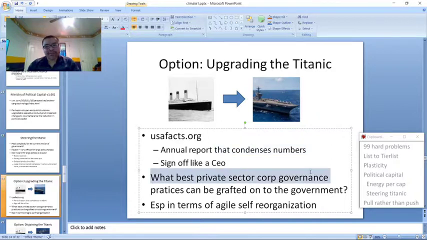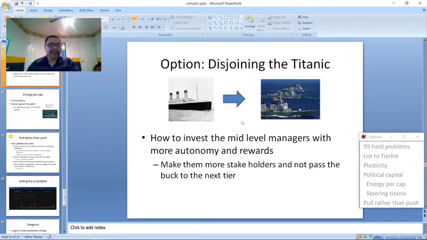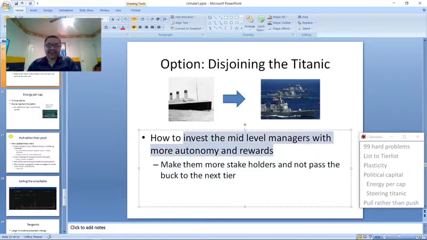What other best private sector corporate governance practices can be grafted onto the government to prevent this reduction in political capital, especially in terms of agile self-reorganization? Can we avoid destroying the Titanic? Can we invest middle-level managers with more autonomy and particularly rewards?